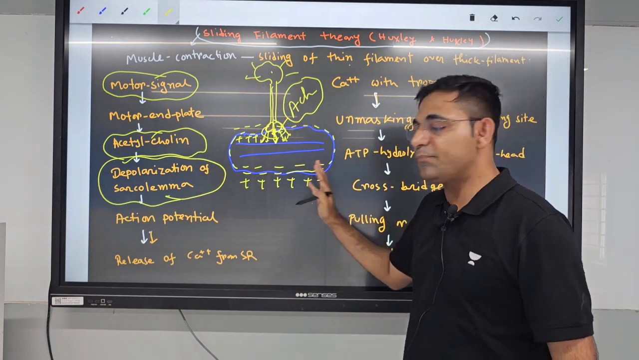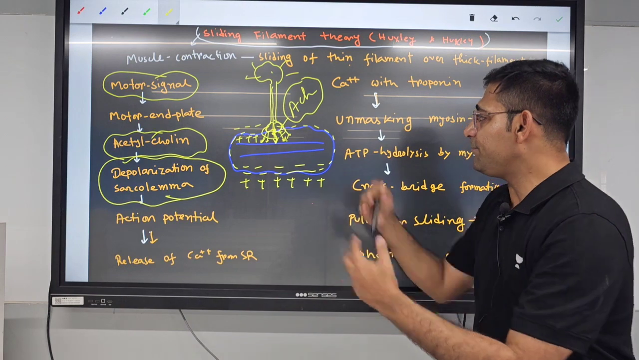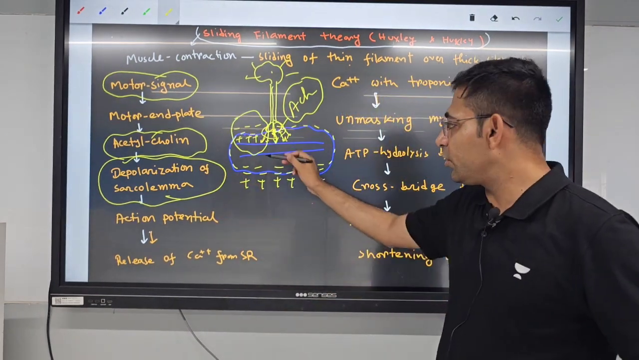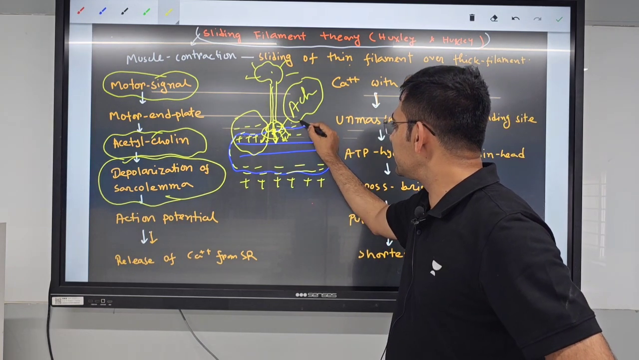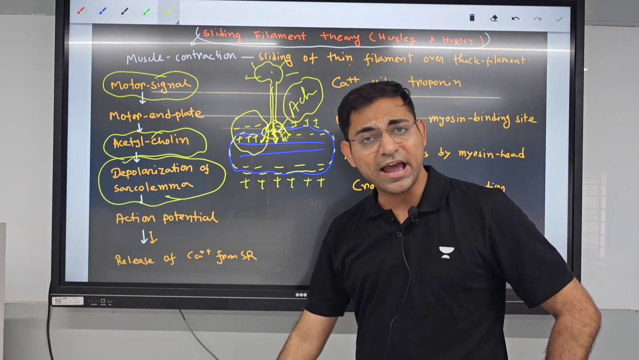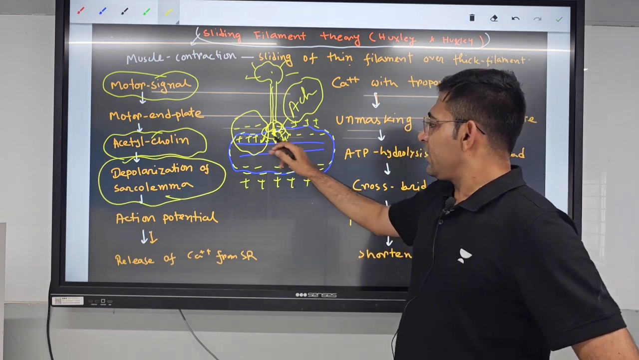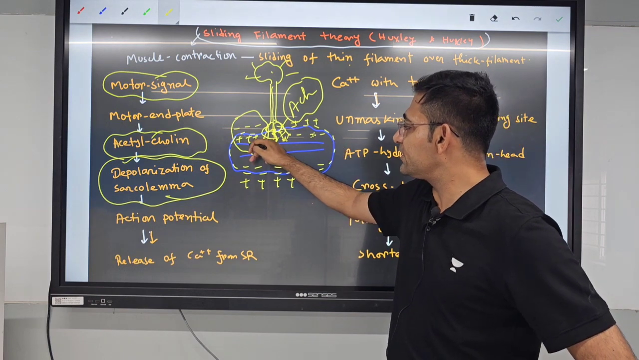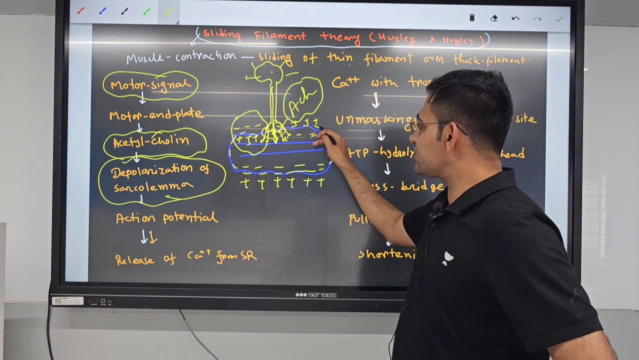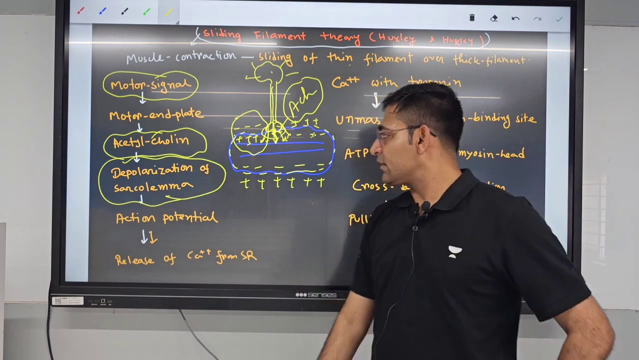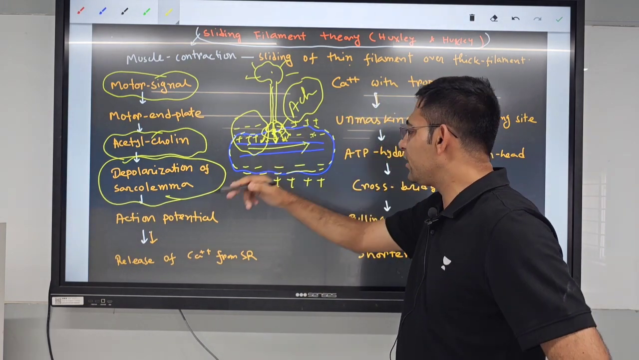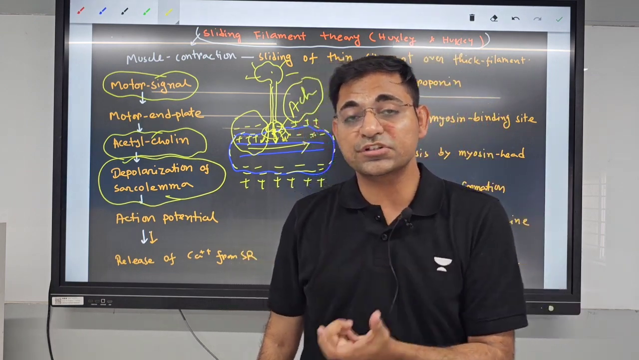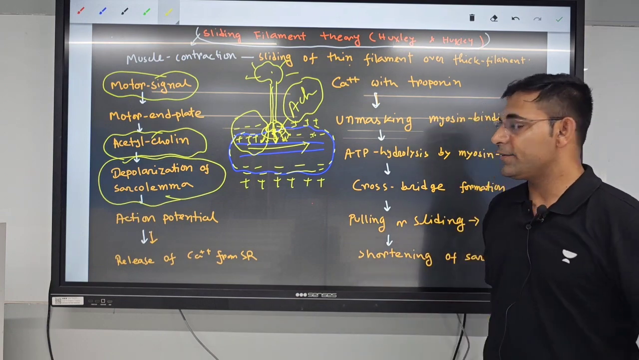So the inside environment will become positive and the outside environment of the cell will become negative. This is called depolarization. Now when that depolarization takes place, one part of the cell is depolarized, another part is still in resting or polarized phase, right? If this portion is depolarized, positively charged, and this portion is negatively charged, then from here to there there will be formation of a local circuit.